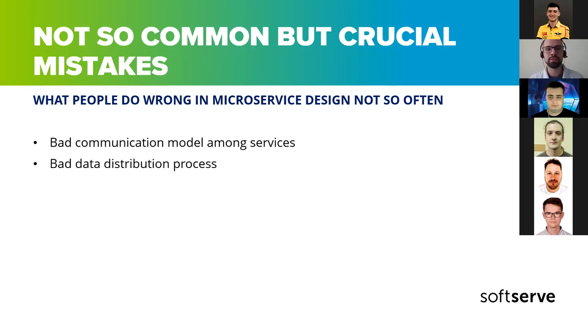And the other one is a bad data distribution process. As we've already discussed, for example, having one centralized database or data warehouse on one hand, and having it distributed and split amongst all the services on the other. So it's always good to take a look at things one more time and pick the right model for your particular situation, because sometimes it works better one way and sometimes the other way.